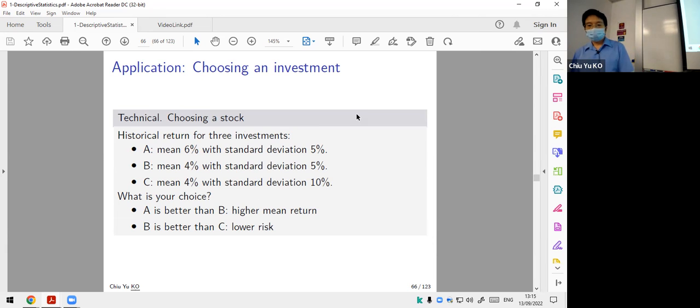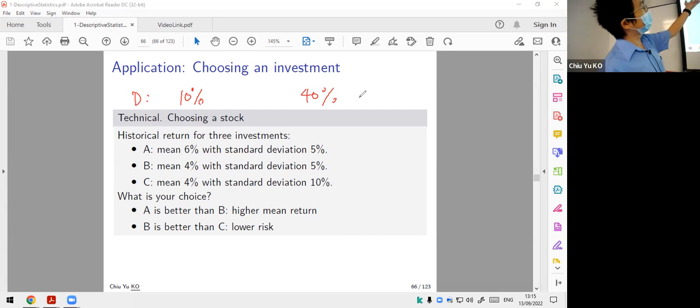I'm not going to do it one by one, but you can see how you can choose stocks using statistics. Of course, this example is much clearer, right? But what happens if you have stock D? Stock D will require you to learn more finance, right? So suppose you have a mean of 10%, but the SD is maybe 40%. Will you choose D or not? It's not comparable. You cannot say whether A, B, and C are better than D or not, right? Because based on what we have, we can't tell.